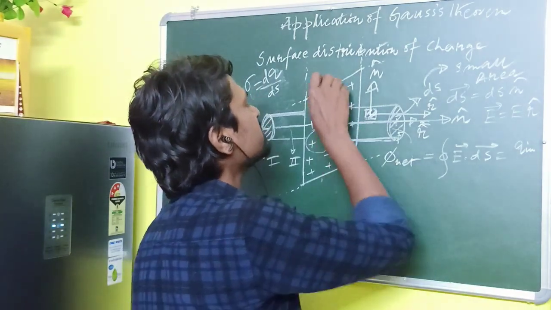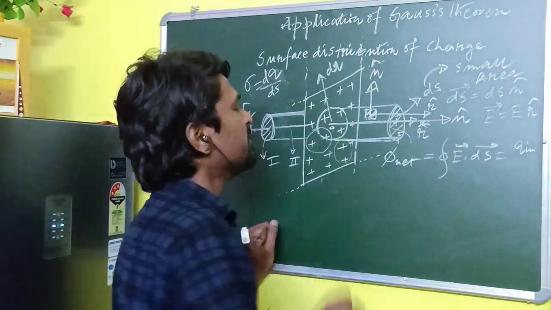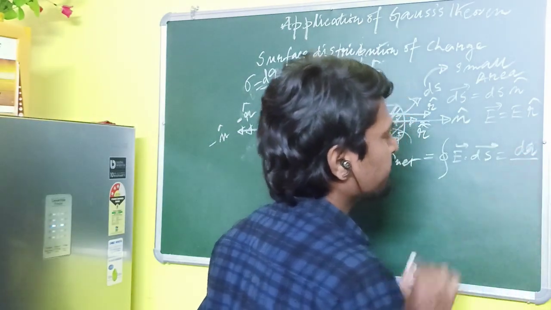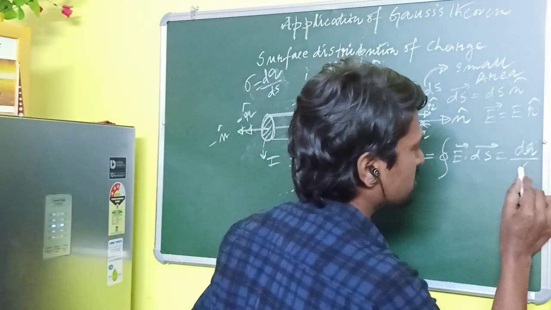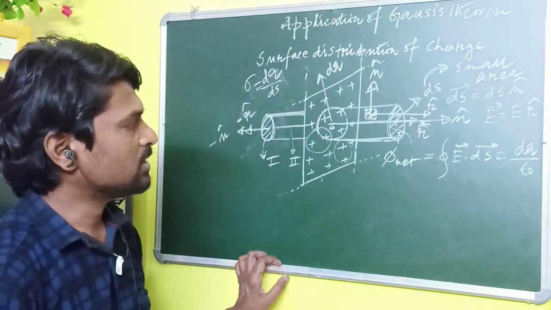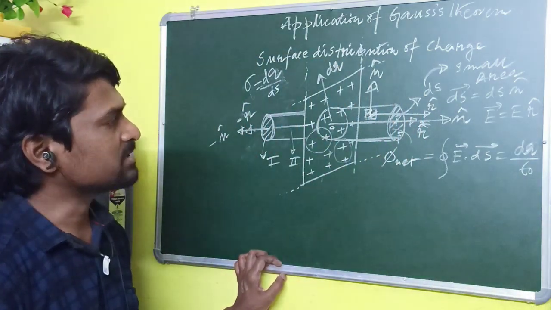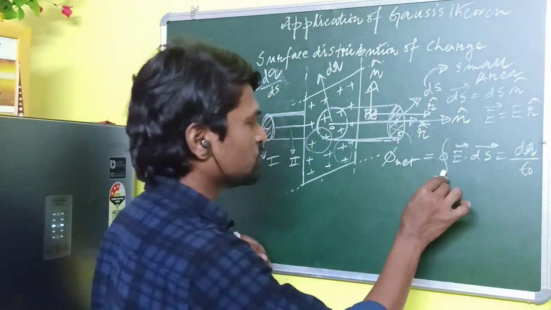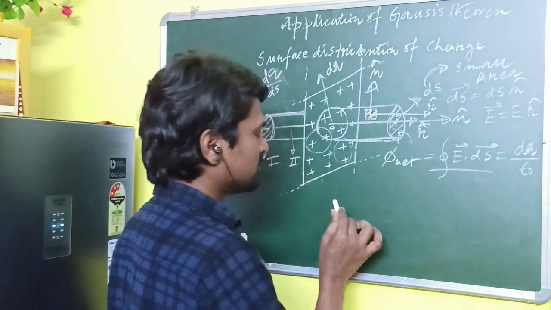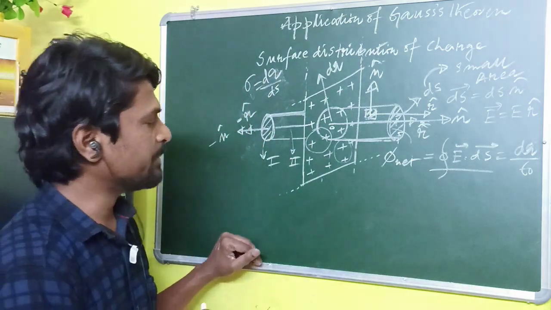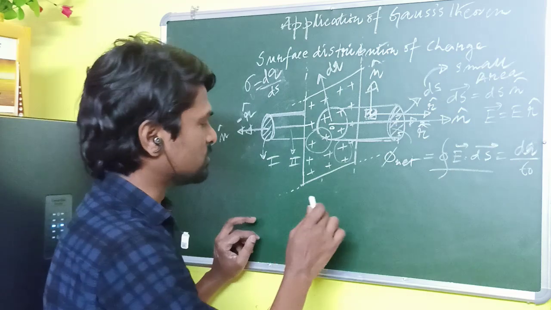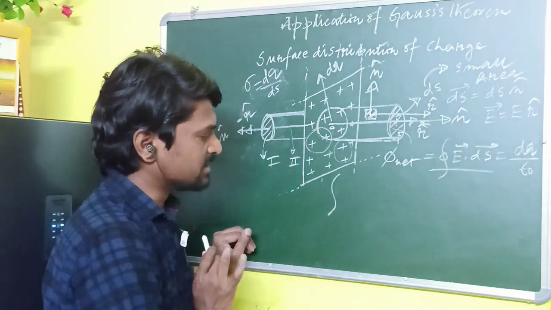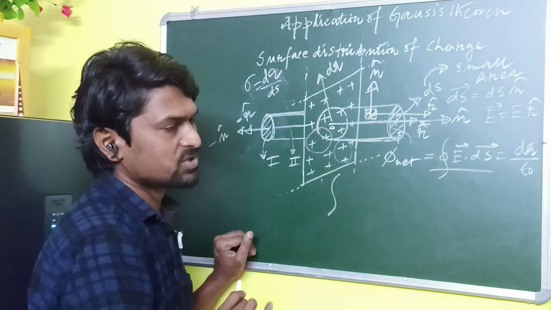So if we take this dq charge remaining here, we can write dq by epsilon naught. So phi net equal to closed integral of E dot ds is equal to dq by epsilon naught. And students, we divide or separate it into three integral values, and you must write that this is open integration, and this is closed integration.